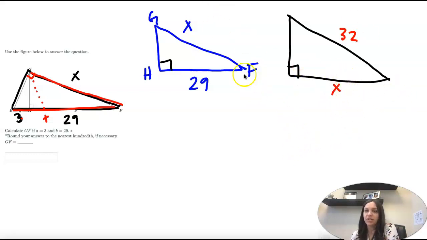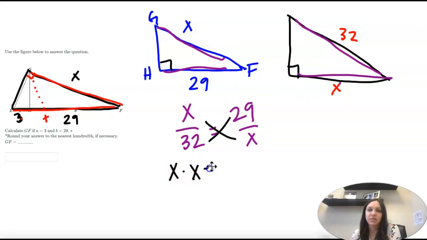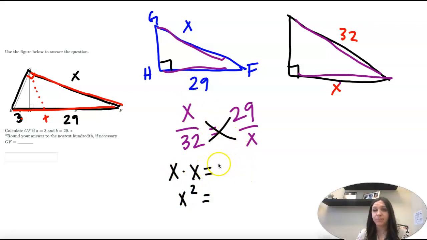Now we're going to do our ratios. Notice how X is usually in a different spot on the triangle. Okay, so X goes with 32. X doesn't go with X. And then 29 goes to X. What that does is when we cross multiply, we get X times X, or X squared. If you had X over X, you'd just get 1, and the X's would go away.